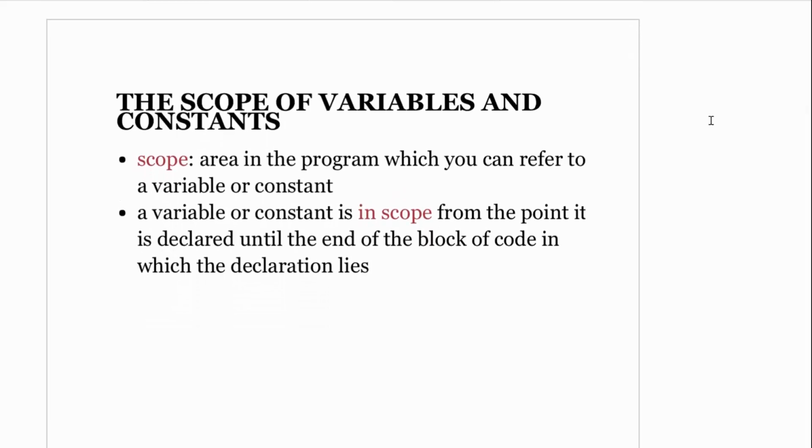So now we're gonna talk about scope, and scope is really important whenever you're dealing with programming and writing different methods and where exactly variables are existing. So scope is defined as areas in the program which you can refer to a variable or a constant. So just know that variables and constants all exist within scopes. So for every scope, you're gonna have a variable or a constant within scope. So as it says here, a variable or constant is in scope from the point it is declared until the end of the block of code in which the declaration lies. So, that sounds a little bit confusing, but this is kind of referring to curly braces.